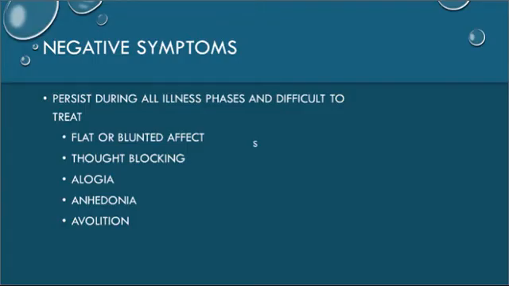Also, your negative symptoms, these tend to persist throughout the disease process, no matter what phase they're in, and even if you have the positive psychotic symptoms managed with pharmacology, they will still demonstrate negative symptoms. This flat or blunted affect, thought blocking, alogia, which is poverty of thought and speech, anhedonia, inability to experience pleasure. Avolition is a lack of motivation or initiative.